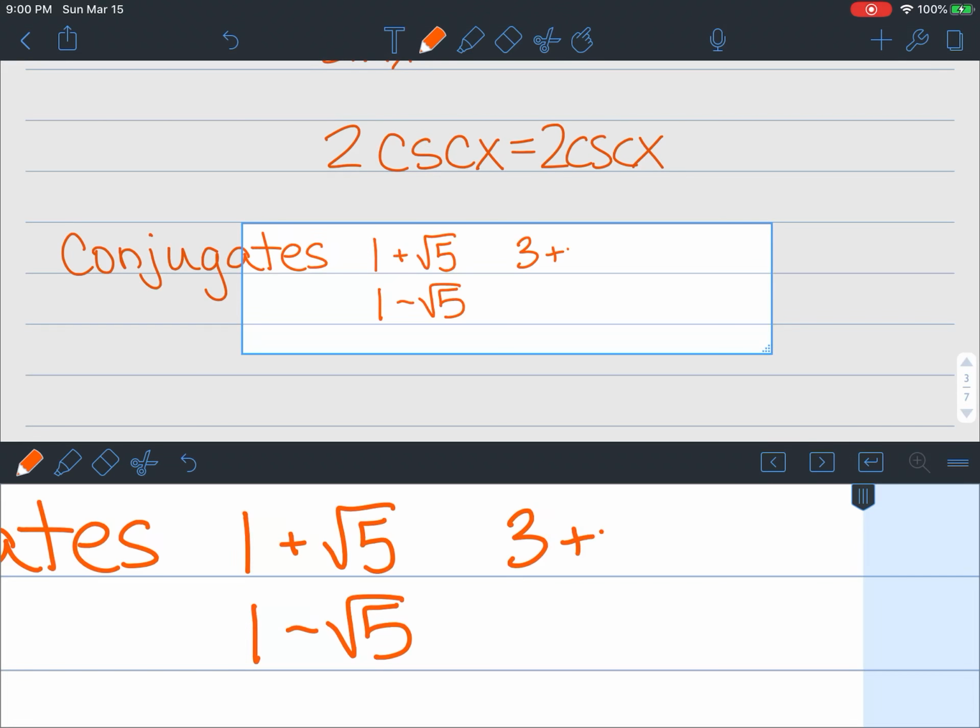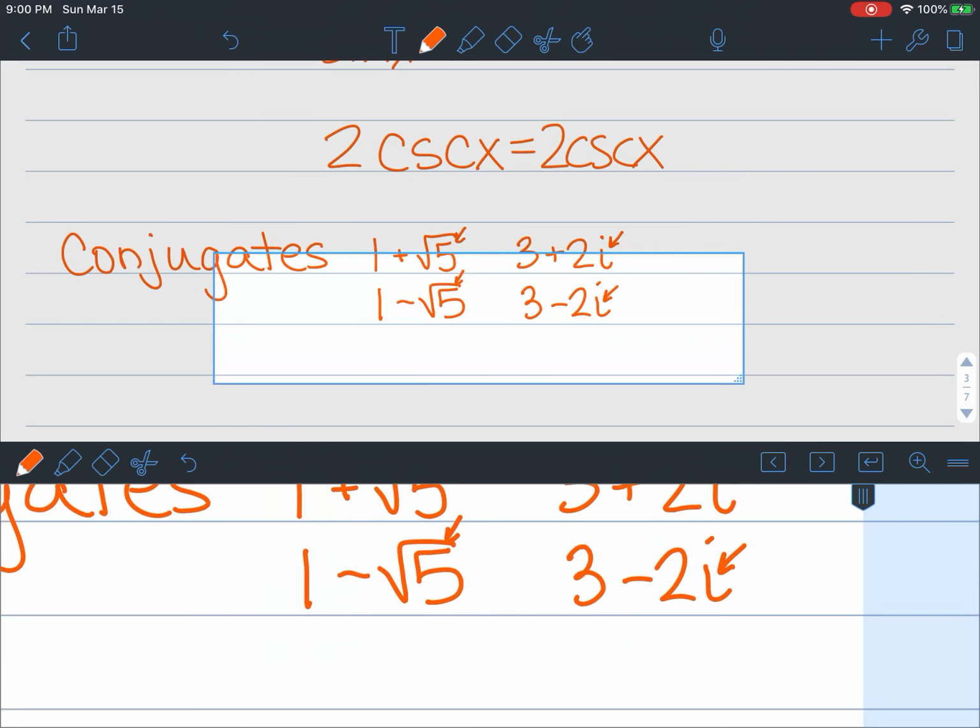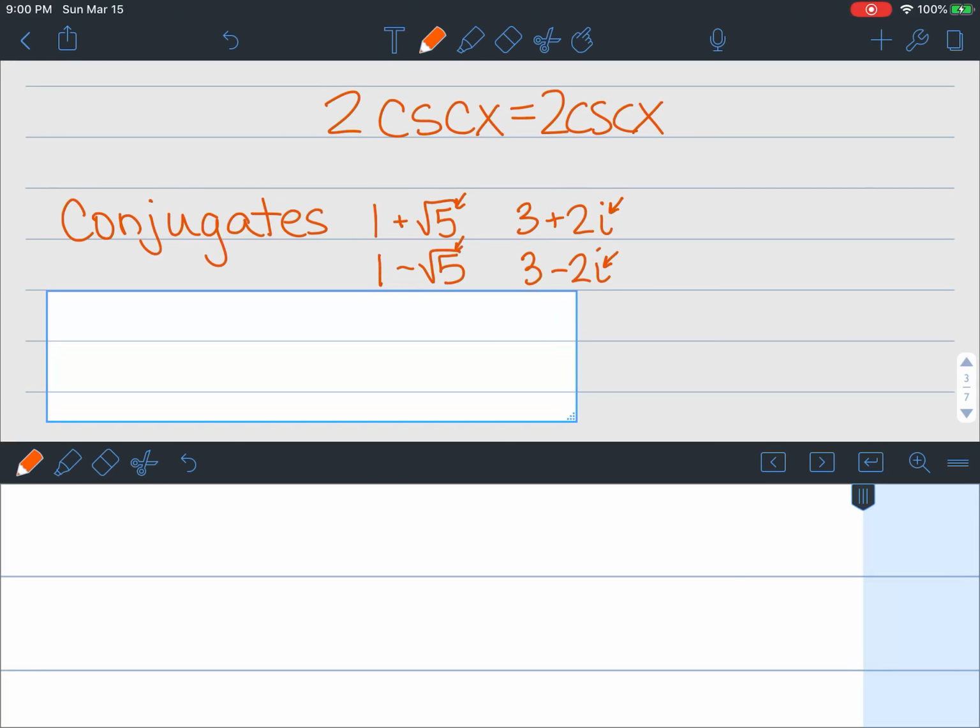Or 3 plus 2i, its conjugate would be 3 minus 2i. Okay, so you can apply that same idea with trig functions as well. So what makes 2 pairs conjugates? It's the sign in front of the root that changes, the sign in front of the i that changes, or in our case, it'll really just be the sign that's in the middle.